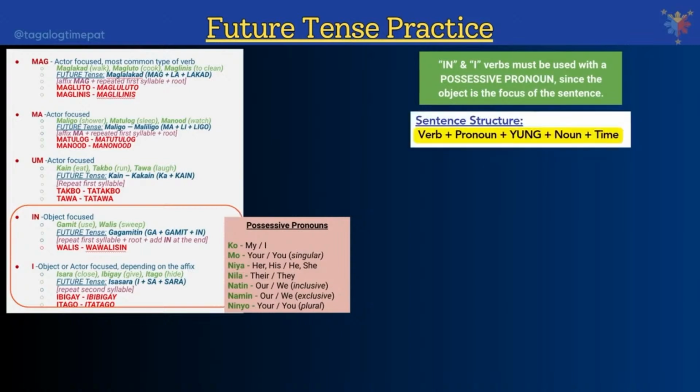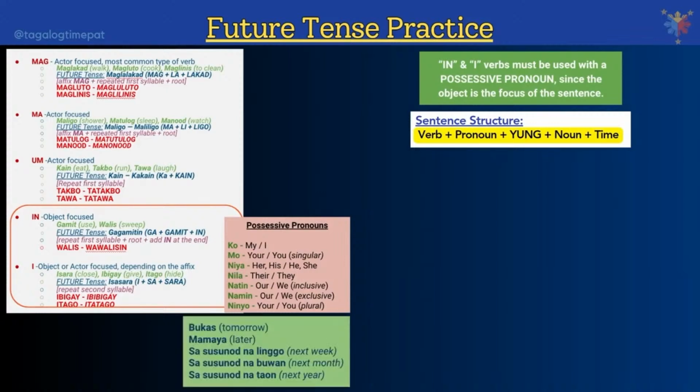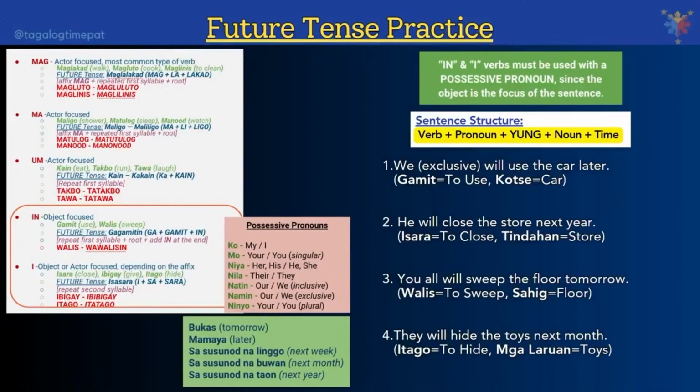And the sentence structure is verb plus pronoun plus the word yung, which means the. Then it's the noun, then it's time. And again, the box in green has the vocabulary terms to indicate future tense. And now let's do these examples. Let's start with number 1.